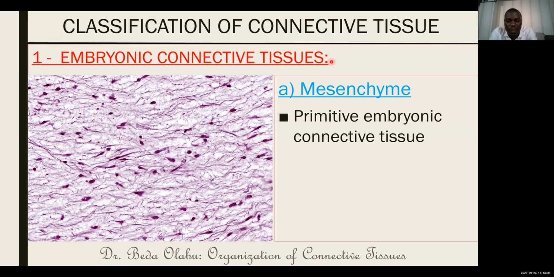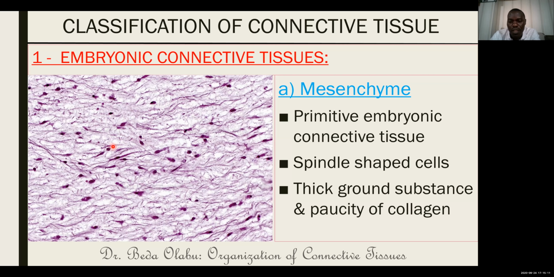What is mesenchyme? Mesenchyme is primitive embryonic connective tissue. Primitive to mean that the other connective tissues actually will be derived from mesenchyme. So this is the primary connective tissue that forms, then the other connective tissues will form from this one. It's a primitive form of connective tissue. This type of connective tissue contains spindle-shaped cells, as we can see here. And a lot of ground substance with few collagen fibers.